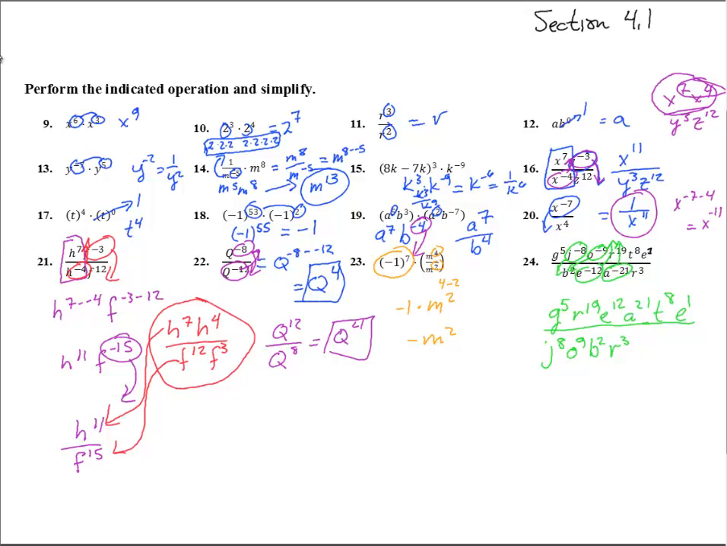Okay, so let's see what we can combine here. Highlight these. The r's, we can do that. Those will be put together, and then the e's can be put together. So let's put the r's together. 19 minus 3, that's division, so we're going to subtract. So we have g to the 5th, r to the 16th. E now is 12 plus 1. We're multiplying, so that's going to be a plus. 13th power. A to the 21st, t to the 8th, and j to the 8th, o to the 9th, and b to the 2nd power.